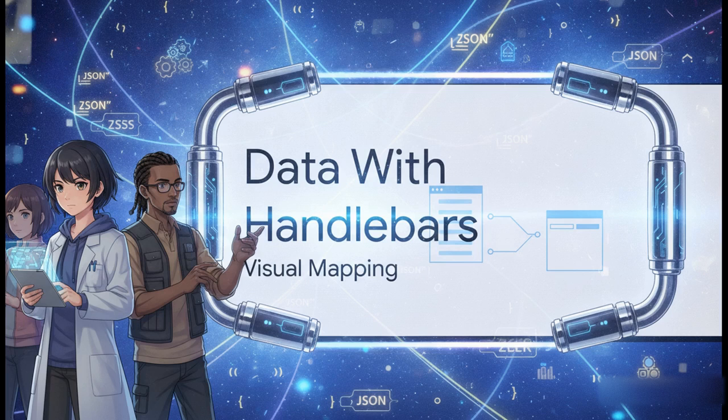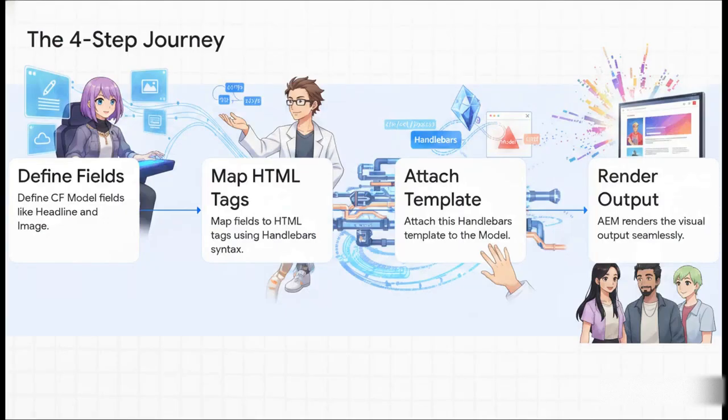We're going to take a quick technical deep dive into the mechanics here. Notice the really clean, methodical 4-step journey we have mapped out here. Step 1, you define your content fragment model fields, so things like your headline, description, and image. Step 2 is where the magic actually happens. Developers map those specific fields to HTML tags using handlebar syntax. If you haven't used it, handlebars is just a simple, logicless templating language that acts as our dynamic bridge.